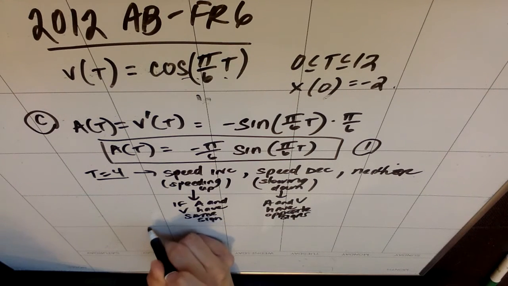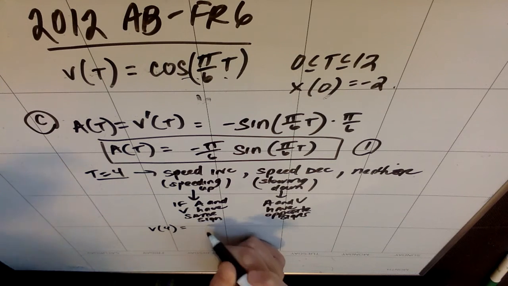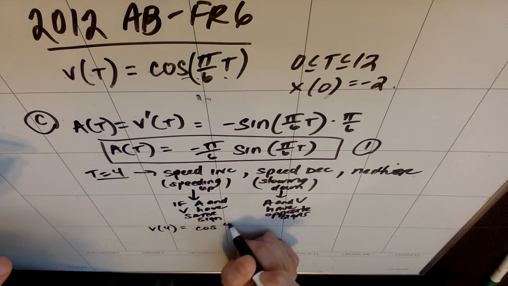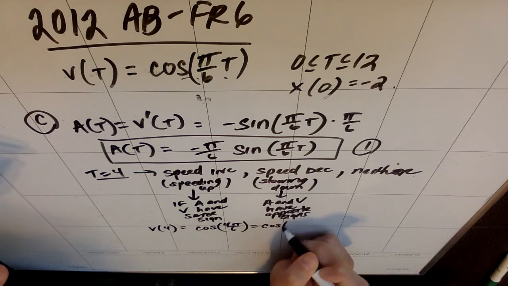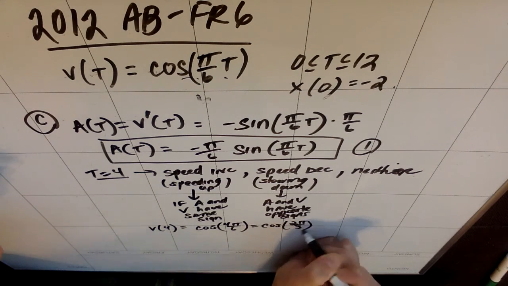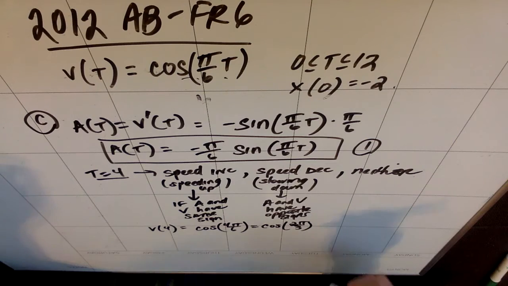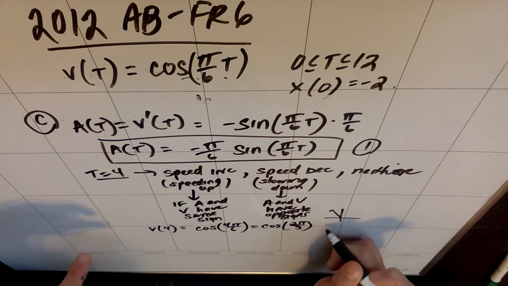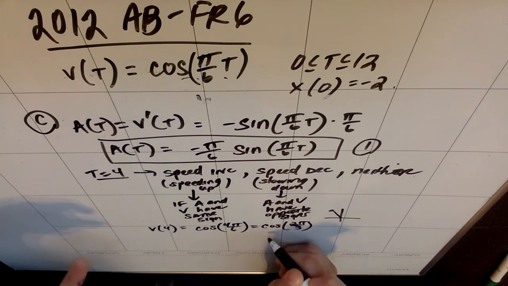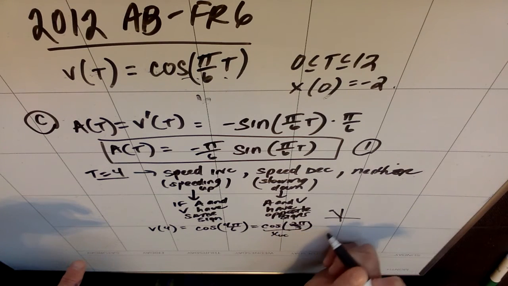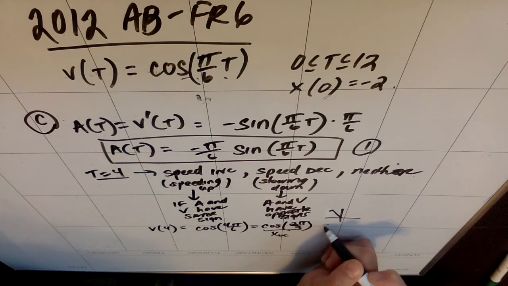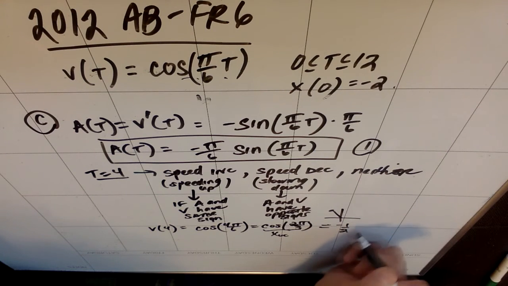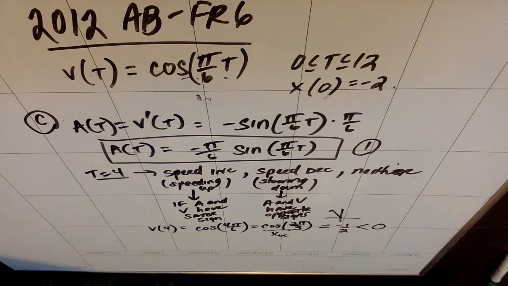So let's go ahead and find V of 4. Right, so V of 4 is going to be the cosine of 4 pi over 6, which is the same as the cosine of 2 pi over 3, right? So if you look at cosine of 2 pi over 3, it is right here. That's definitely a negative x-coordinate, right? Because remember, cosine is the x-coordinate on the unit circle, so I don't even need to know what number it is. You can go ahead and say that it's negative 1/2 if you want, but really all we need to know is that it is a negative number.